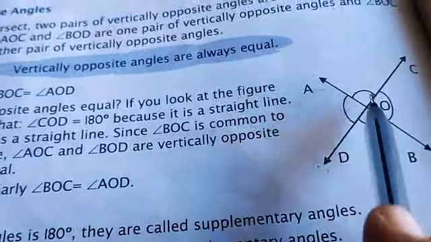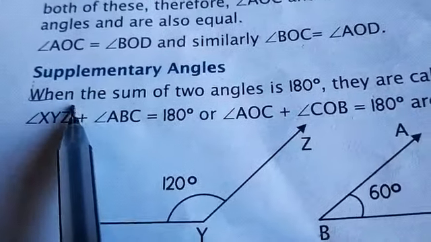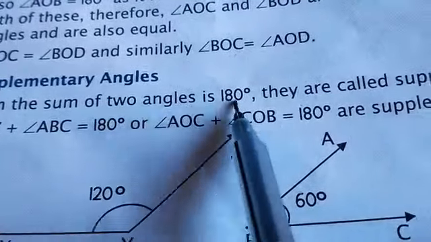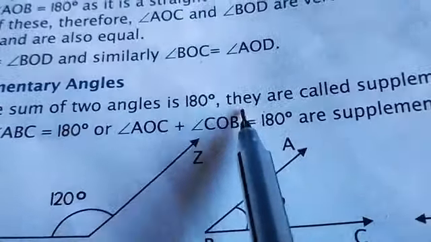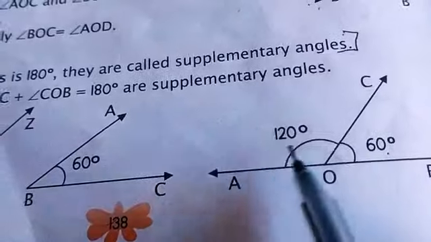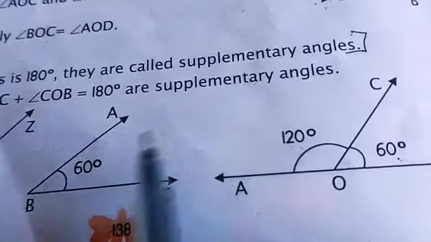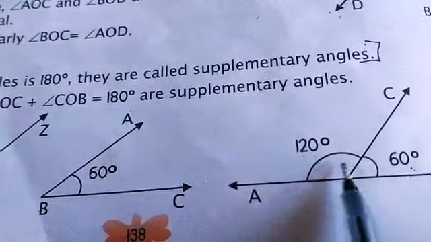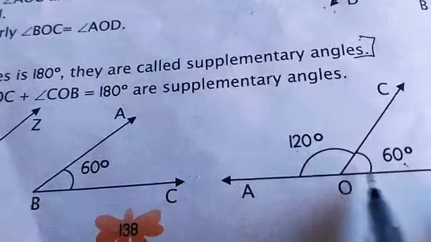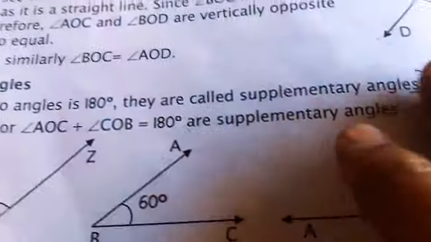This is the definition of your supplementary angle. What is a supplementary angle? When the sum of two angles is 180, then they are called supplementary angles. Now see this figure. This is a line, and here one angle is formed. Angle BOC is 60, and angle COA is 120. So 120 plus 60, what will be the total? The total will be 180. So when we add these two angles and the total is 180, then they are called supplementary angles.